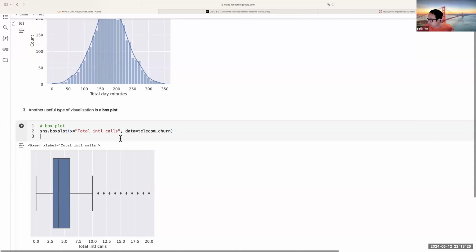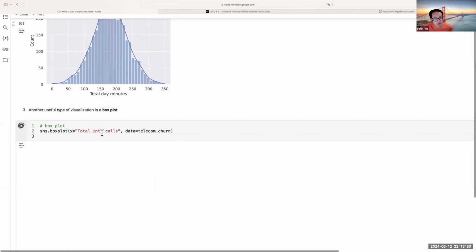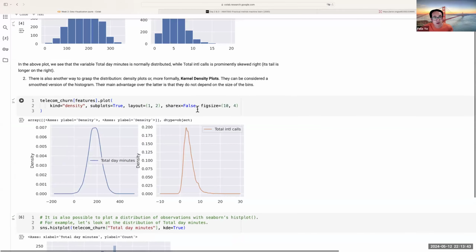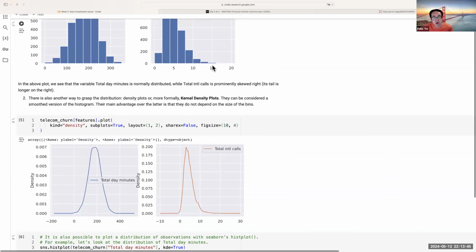Another very useful visualization is called a box plot. What you have been seeing right here is the same thing, total international calls, and it demonstrates that this is not just a Gaussian curve. That means there are some outliers, as I can see right here. It has some long tails.